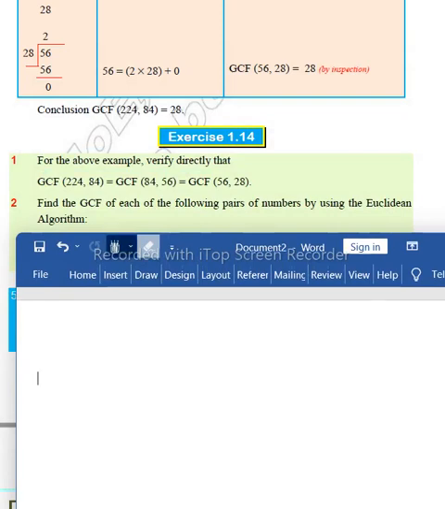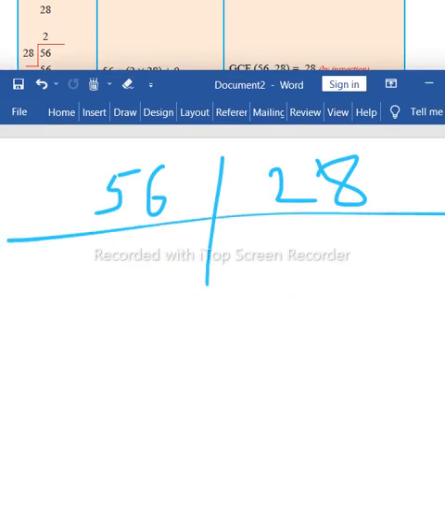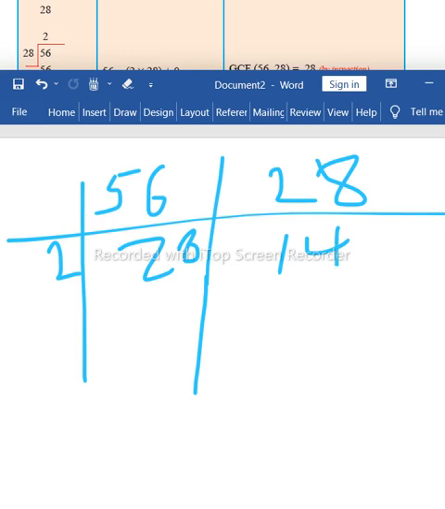We are given the numbers 56 and 28. So we can write here, we can divide this by 2. When we divide 56 by 2, we get 28 here, and here we have 14.